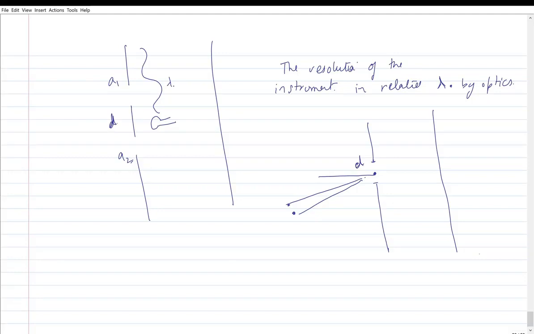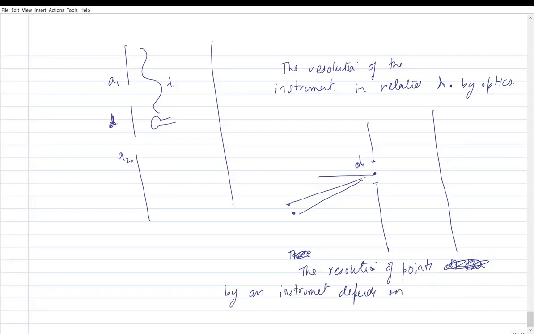I can only resolve these points. The resolution of points by an instrument depends on the wavelength of light used, or in other words, greater the lambda, poorer the resolution.